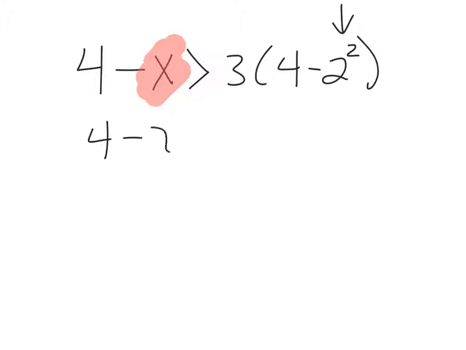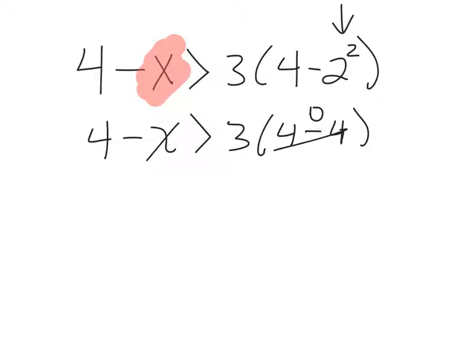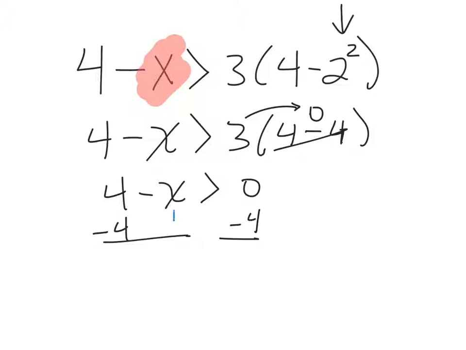So we get 4 minus x. Nothing happens on this side. And 3 times 4 minus 2 squared is 4. Now, this is going to be easy because we know 4 minus 4 is 0. So what you end up getting is 3 times 0, which is just 0. So 4 minus x is greater than 0. Now we're going to subtract the 4 from both sides. And when I do that, I end up bringing down this minus x greater than negative 4.